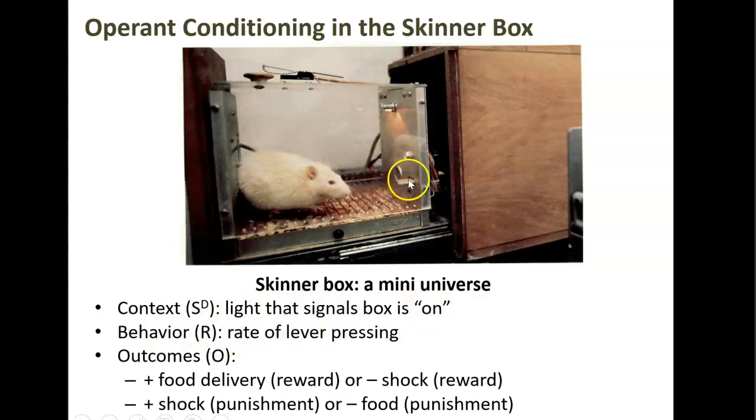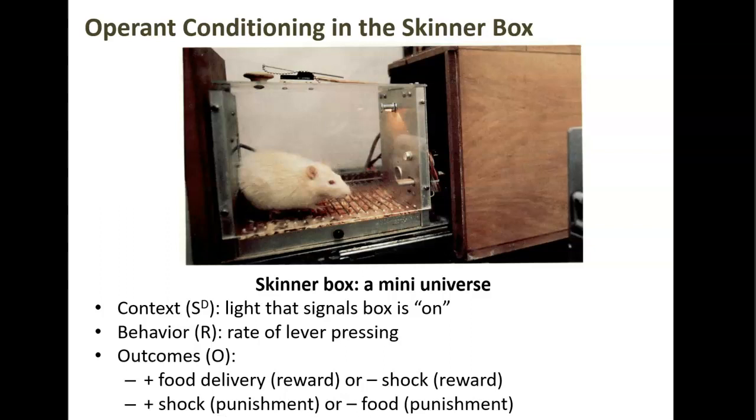The behavior in here would be the rate of lever pressing. How often does the rat press the lever? And we have a couple different outcomes that can happen in here. We can get a positive added outcome of food delivery, which is a reward, or we can have a negative or subtracted outcome of shock, like taking away a shock, which could also function as a reward. I want to talk about that more because I know that's super confusing. But before I explain that a little bit better, I want you to look too. We could add or give shock as a punishment, or I could punish this rat by taking away food as a punishment. So I have 4 potential outcomes here. I can add food as a reward, or I could take away shock as a reward. I could add shock as a punishment, or I could take away food as a punishment.